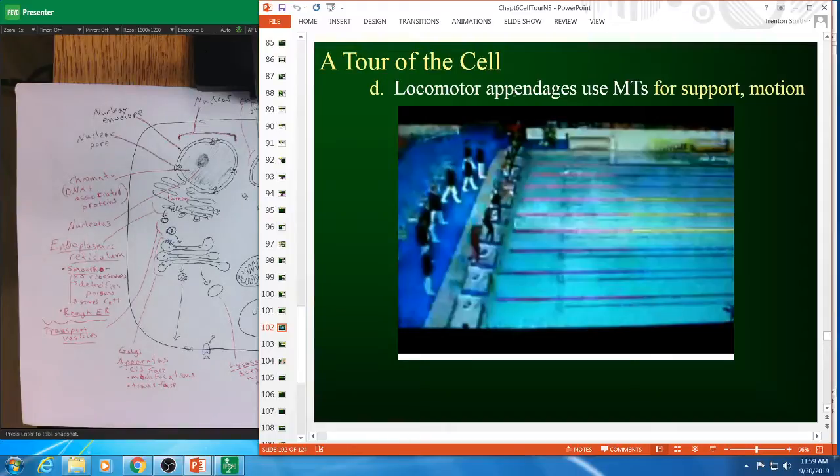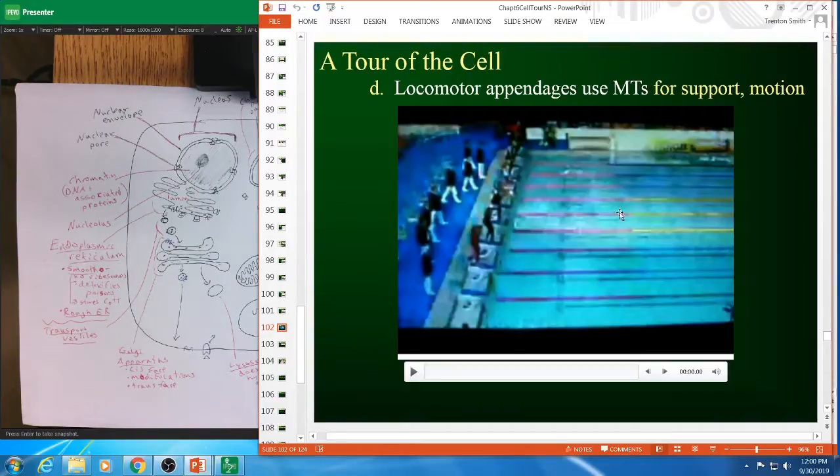There are two major kinds of locomotor appendages. Now, what would locomotion be? You guys know this, right? Moving. So these are appendages for the purposes of moving, like my legs are my primary locomotor appendages. So there are two major kinds of locomotor appendages that cells use at that level, and they both use microtubules to support and move them. The analogy here is to how swimmers move, and I'm a swimming coach.